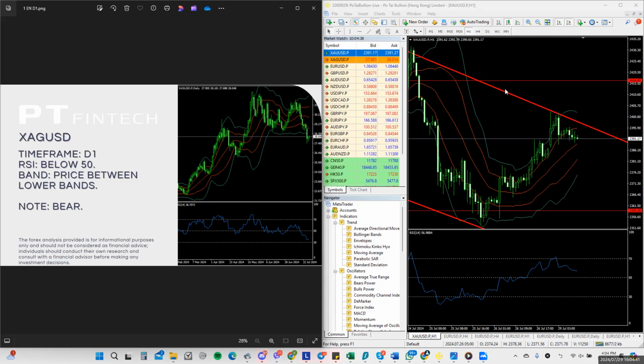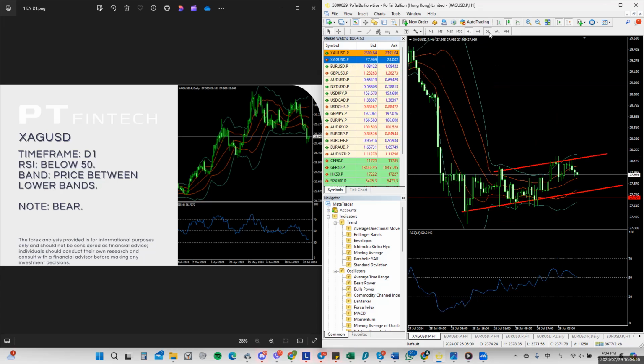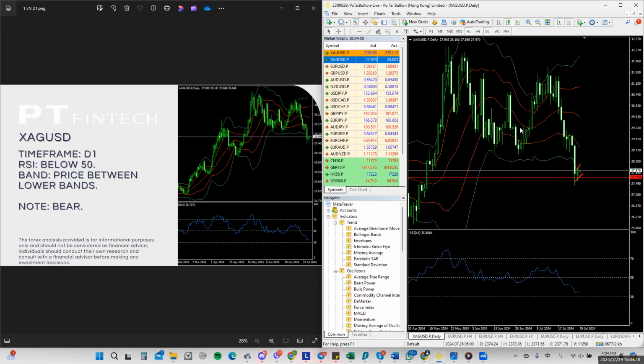Let's start off with silver. Okay, so for PTips, we're always utilizing D1, lowering it down to H4 and then H1, okay, for the time frames, so we can have a good look into what the market holds for us. Okay, so for XAG USD, which is silver, let's quickly take a look, see what's going on.